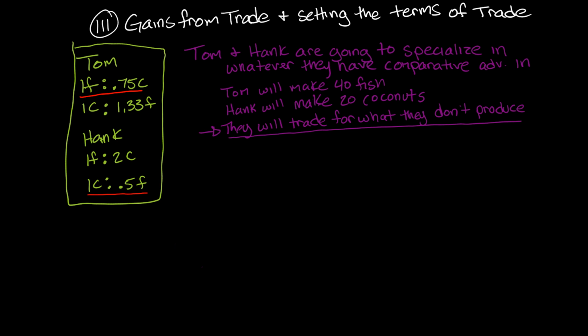Keeping in mind they both need fish and they both need coconuts, so after specialization, they're going to be dependent on each other, which, as we talk about in economics, actually isn't necessarily a bad thing, as dependence and trade tends to lead to more peaceful existence or coexistence amongst nations. So this is the type of scenario that plays out on a global scale as well.